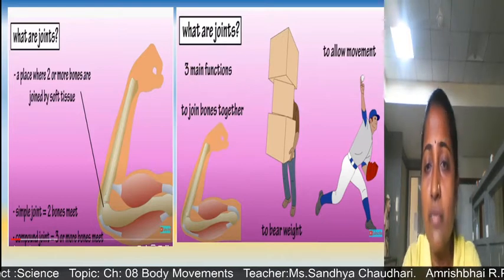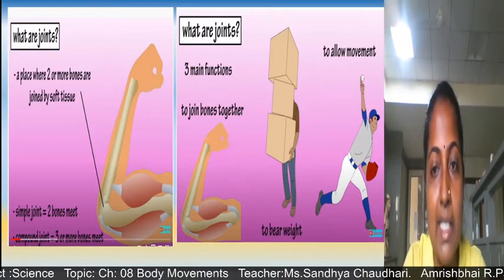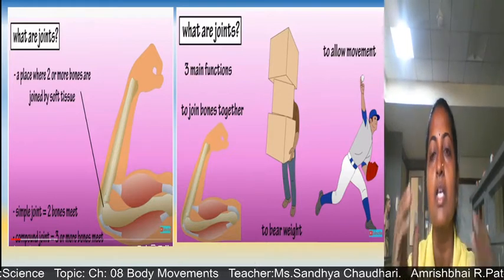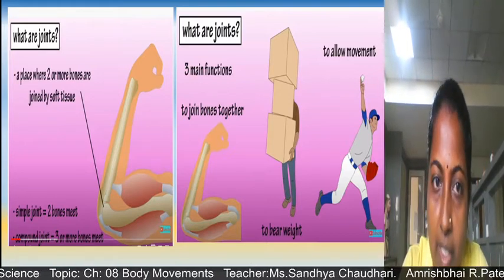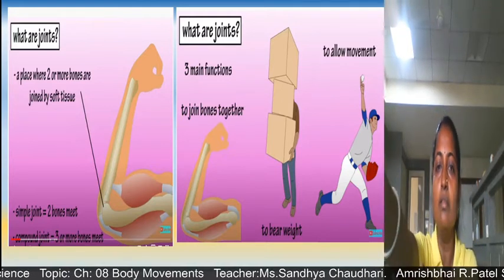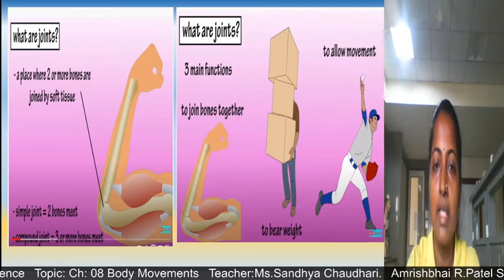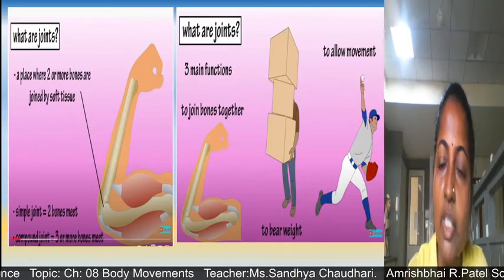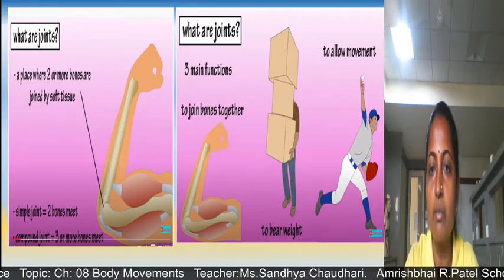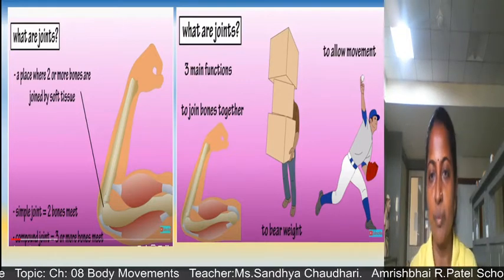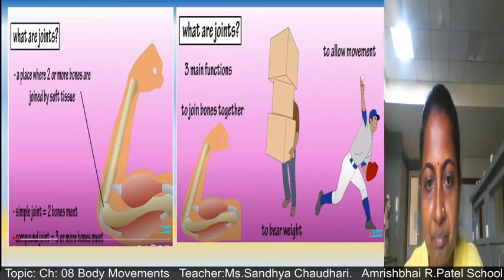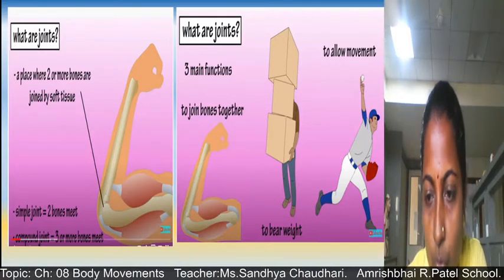And what is the function of the joints? Why are they essential? What is the role of the joints in the body? There are three main functions of the joints. To join bones together. To bear weight, we can lift up weight. And to allow movements: catching, lifting, throwing, anything. So these are the functions of joints.